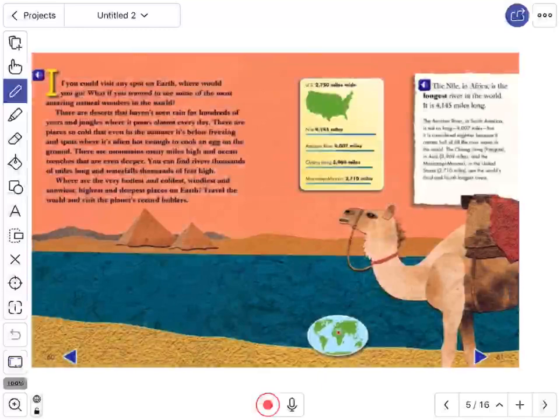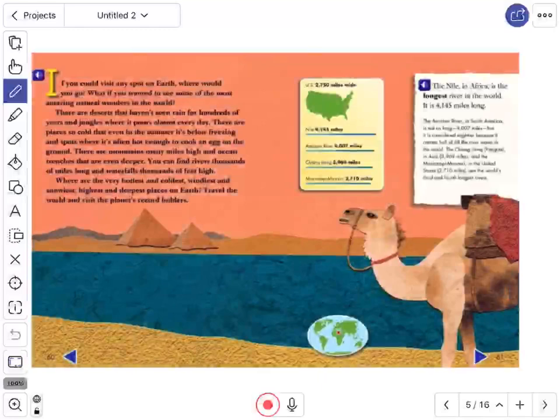If you could visit any spot on Earth, where would you go? What if you wanted to see the most amazing natural wonders in the world? There are deserts that haven't seen rain for hundreds of years, and jungles where it pours almost every day. There are places so cold that even in the summer, it's below freezing, and spots where it's often hot enough to cook an egg on the ground. There are mountains many miles high and ocean trenches that are even deeper. You can find rivers thousands of miles long and waterfalls thousands of feet high. Where are the very hottest and coldest, windiest and snowiest, highest and deepest places on Earth? Travel the world and visit the planet's record holders.